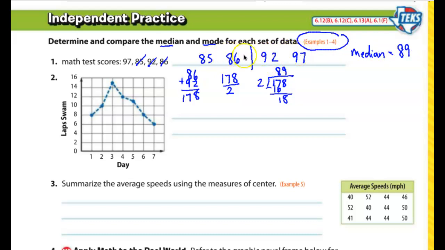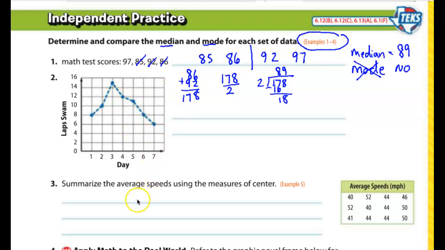But as you can see, all four of these numbers are different. So the mode does not exist. There is no mode. And that's the answer to number one. Number two, you're going to do on your own. And again, go back and look at the examples 1 through 4, and you'll see exactly what to do for this problem.